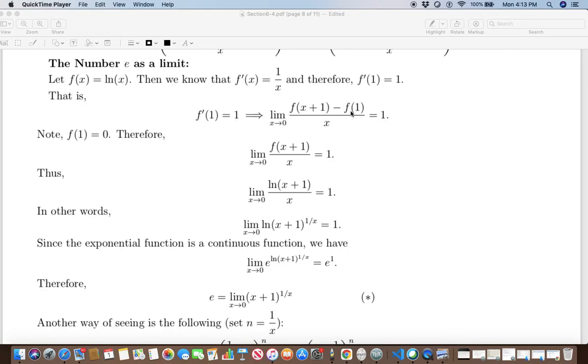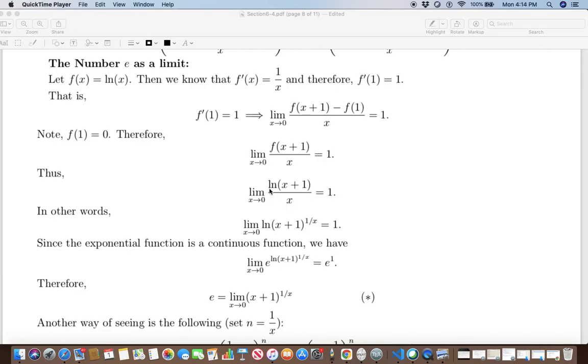But what is f at 1? f(x) is natural log x. So when x is 1, natural log of 1 is 0. So I don't have that; that's 0. In other words, the limit as x approaches 0 of f(x plus 1) over x is 1. What was f? Natural log. So f(x plus 1) is natural log of x plus 1, over x, is 1. That's the limit.